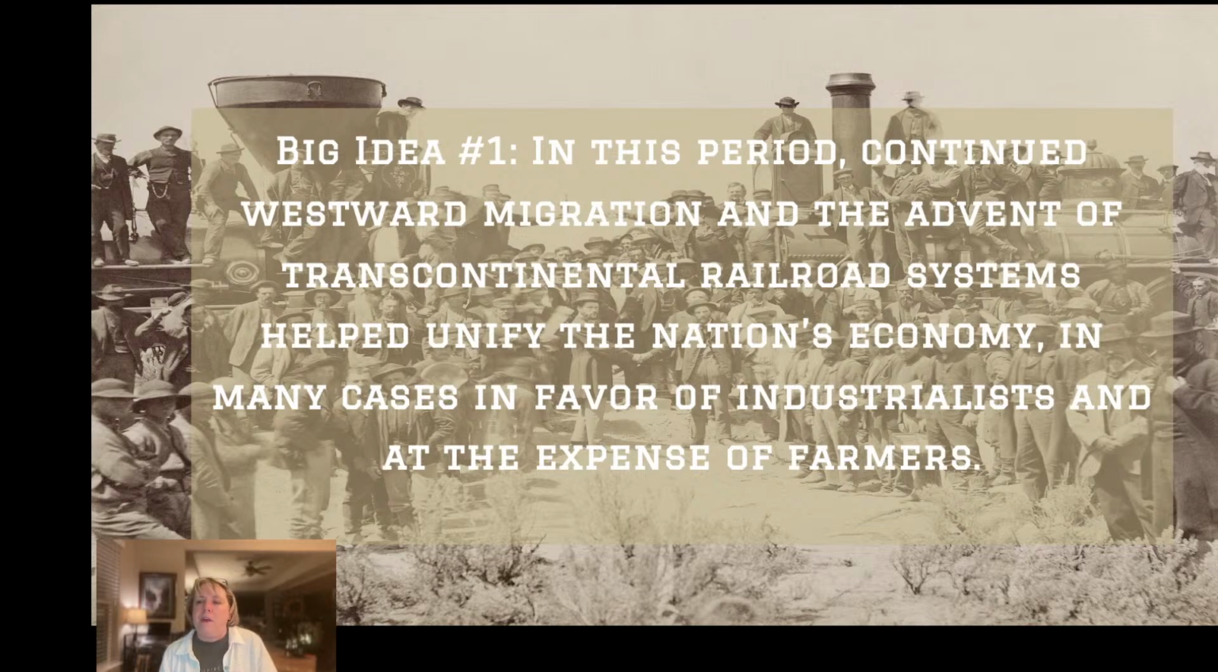In this period, continued westward migration and the advent of the transcontinental railroad systems helped to unify the nation's economy, in many cases in favor of the industrialists at the expense of the farmers. Westward expansion has always been a major part of our nation's identity. And what we're going to see during the Gilded Age is westward migration essentially come to an end. This is driven by the growth of our government's influence on westward expansion during the Civil War.